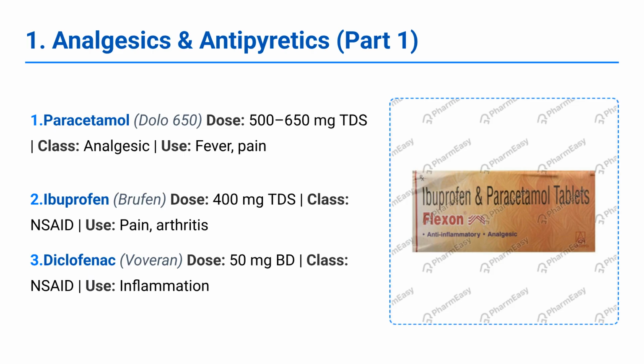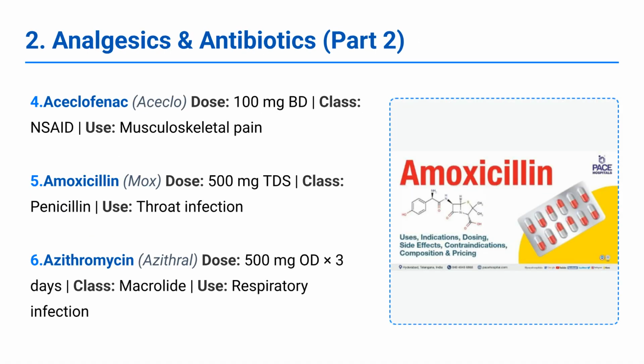Starting with analgesics and antipyretics, we cover paracetamol, known for fever and pain relief, ibuprofen, an NSAID for pain and arthritis, and diclofenac, an NSAID used for inflammation. Next, we have more analgesics and antibiotics. Aceclofenac is used for musculoskeletal pain. Amoxicillin, a penicillin, treats throat infections, while azithromycin, a macrolide, is for respiratory infections.